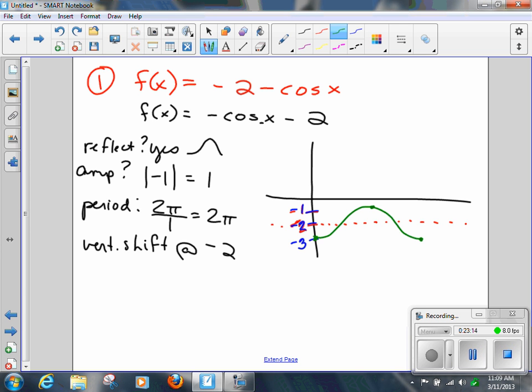Have I done? Nope. Now I got to label my x-axis. What's it going from? 0 to 2 pi. What's my halfway point? What's my quarter point? And my 3/4 point? 3 pi over 2. How many of you had that? All right, high five. Questions at all?